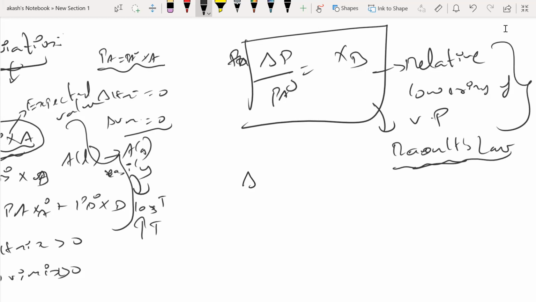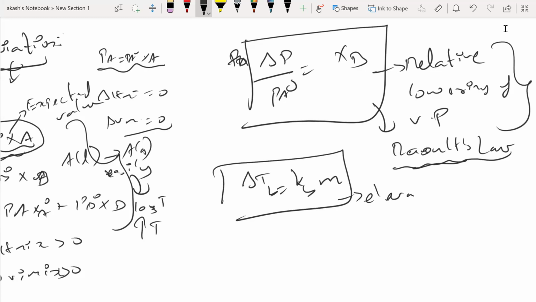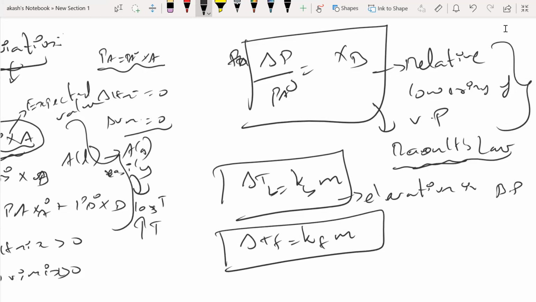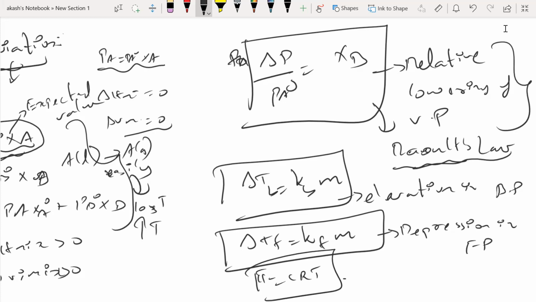Fine. First, we'll write the formulas. Then I have delta TB is equal to KB into m. m is the molality. Delta TB is the elevation in boiling point. Then I have delta TF is equal to KF into m. This is my depression in freezing point. At last, I have pi is equal to C into R into T. This is my osmotic pressure. We all know the formulas, right?